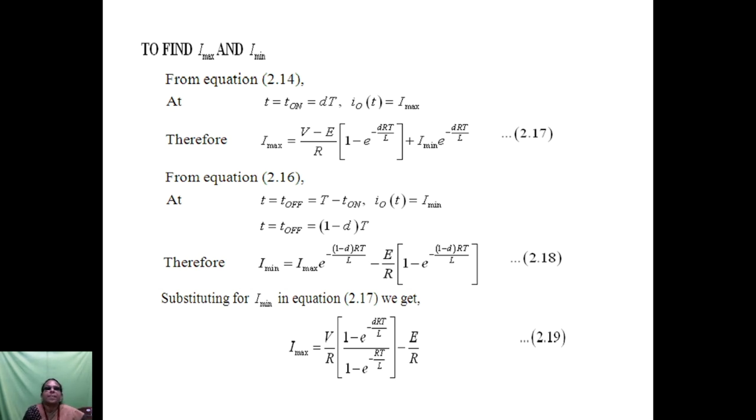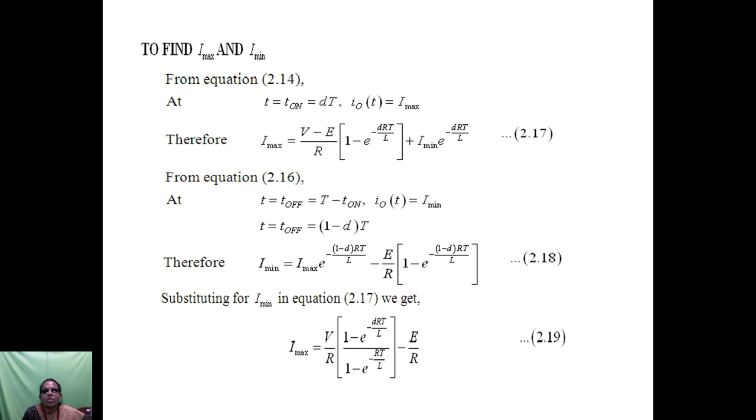So, to find I maximum and I minimum: at T equal to T on, that is dT, I0 of T is equal to I maximum. So the I maximum value is equal to (V minus E) by R into (1 minus e power minus dRT by L) plus I minimum into e power minus dRT by L.